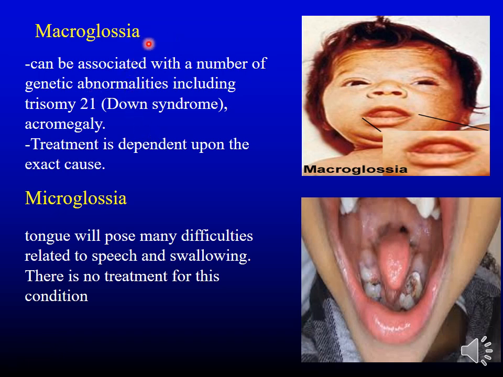This slide shows a condition named macroglossia, which is a congenital anomaly that arises during development of the tongue. It could be associated with other conditions including Down syndrome and acromegaly. The treatment depends on the cause, as you can see in this picture. Microglossia: here you can see that the size of the tongue is very small. This causes difficulties related to speech and swallowing. There is no treatment for this condition.